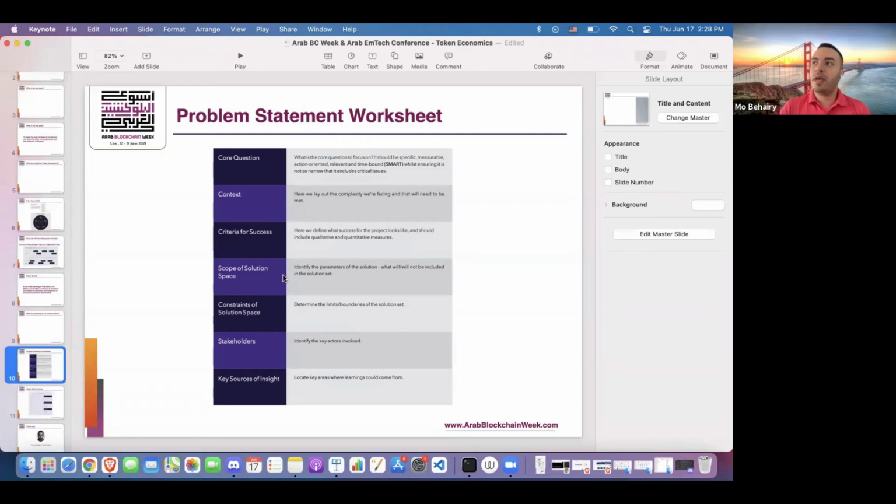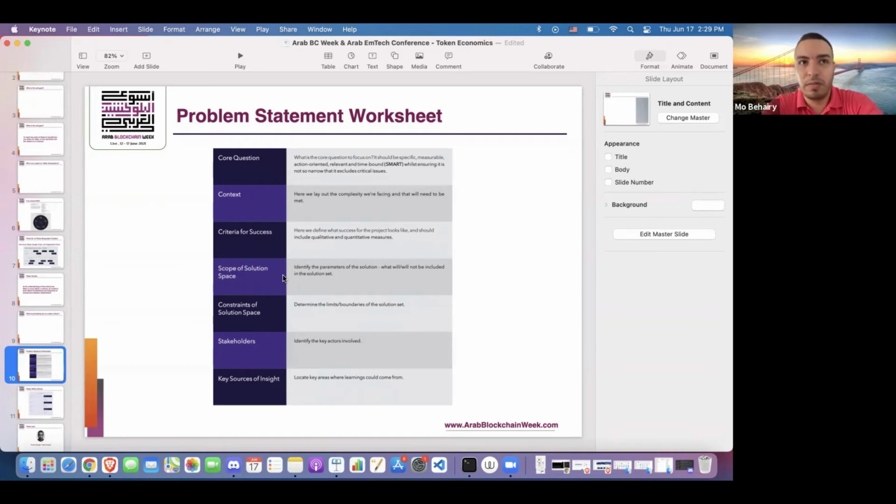Basically, when we are trying to solve a problem, the problem could be solved from different angles, and we need to identify exactly what we're solving and how we're going to solve it. We need to put constraints in place before we get into token economics and even token creation. We need to understand exactly what we want to solve.